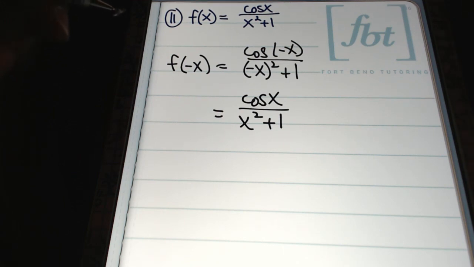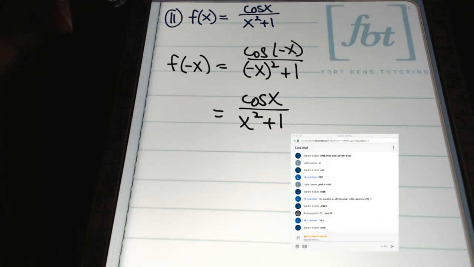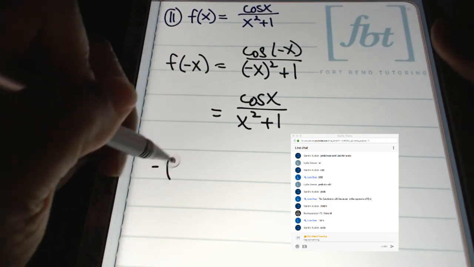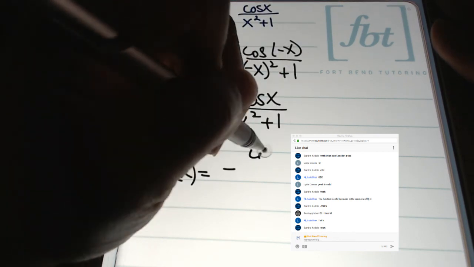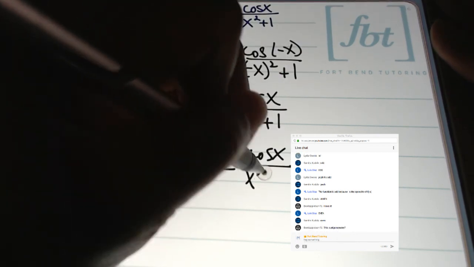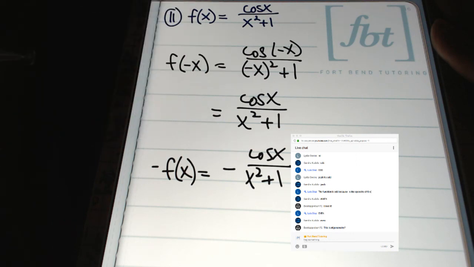Everybody's screaming it to me. They're telling me that it's even. Lewis is telling me that the answer is even. Sandra is telling me that the answer is even. If we were to go a step further and look at the opposite of the original function, we would have ended up with the opposite of cosine of x divided by x squared plus 1. This doesn't match anything here.